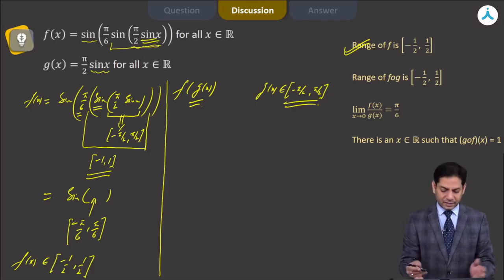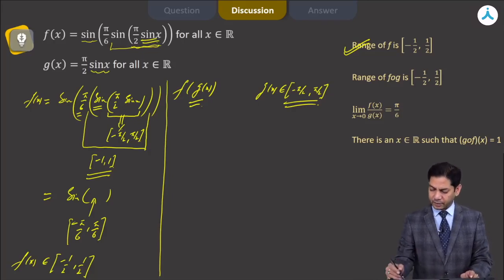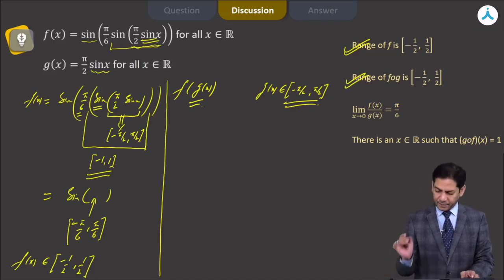That means in this case, again, we are going to have the same range, that is minus 1 by 2 to plus 1 by 2. And it is what is given in option B. So option B is also the correct one.